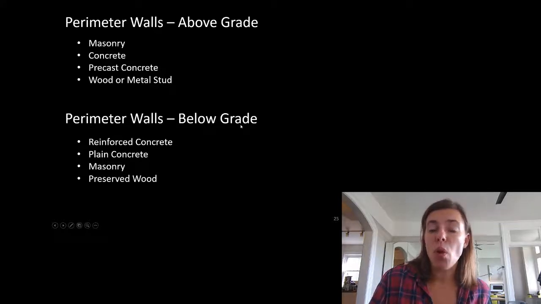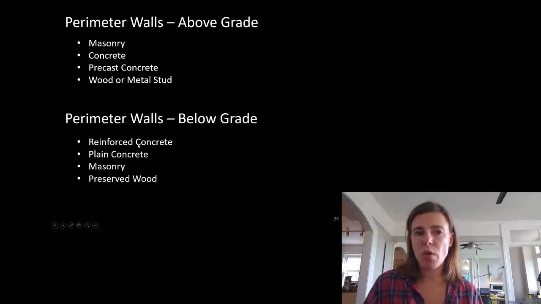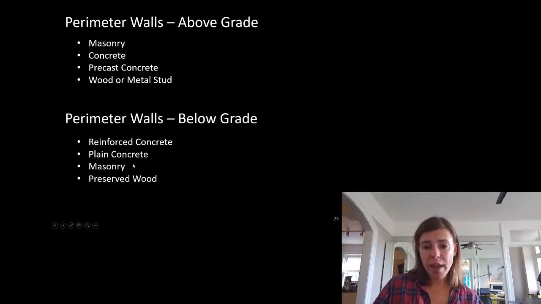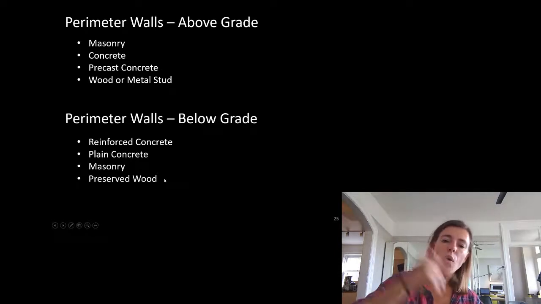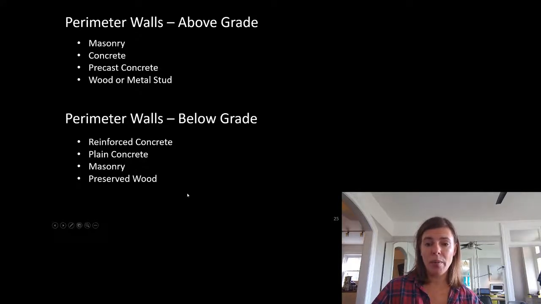Perimeter walls below grade tend to be a little bit different. They're almost always reinforced concrete. If you're doing a Part 9 building, you might be able to get away with plain concrete or masonry. And if you go into an old building that was built a long, long time ago, you might see a preserved wood foundation. That would have wood slats installed where everything is in bending, but that would not be the norm.